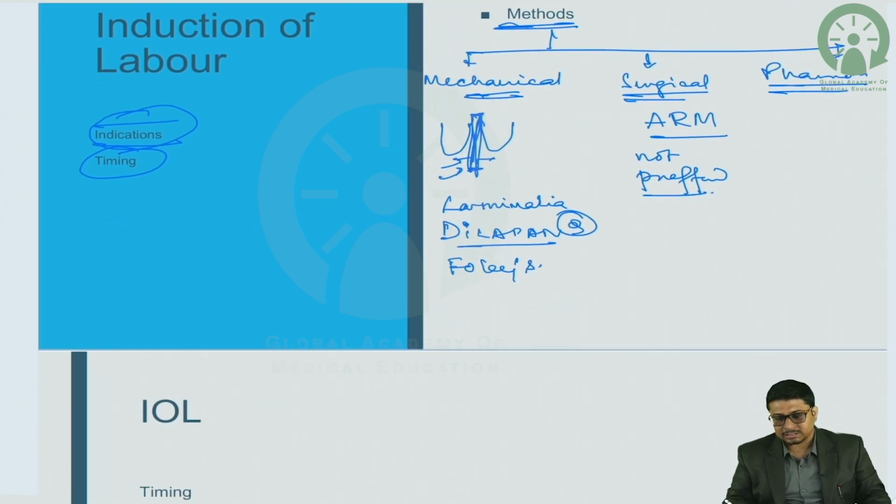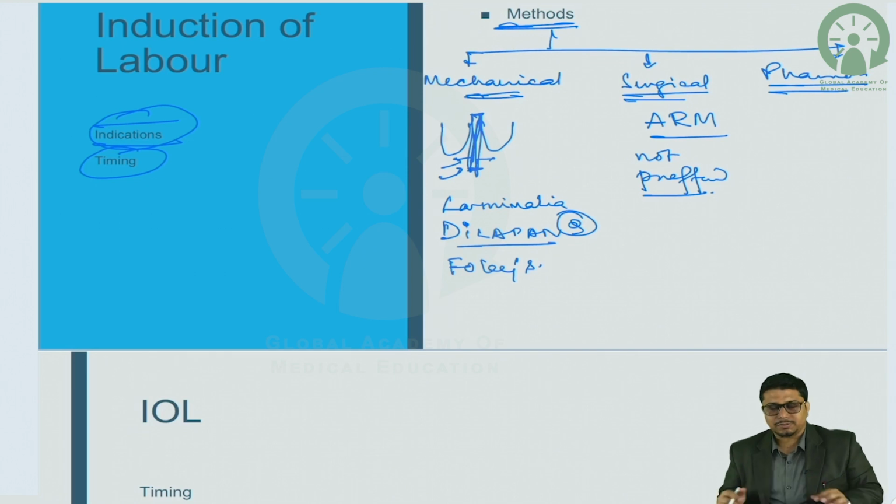So ARM is mostly reserved for augmentation of labor, or for those in whom we are already very determined that we will deliver this baby within a certain amount of time, like preeclampsia with severe features. We are sure that we will not wait for a long time. We have to terminate within 24 hours. So we can start with ARM. If she delivers, good. Otherwise, we'll do a cesarean. Better to do the ARM early and give the maximum time of the progesterone surge that happens with ARM, but mostly ARM is not preferred.